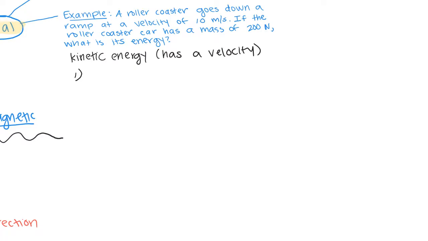First step is to draw a picture. So I'm going to draw the little roller coaster car. Here's the roller coaster. The roller coaster car is going down its ramp at a velocity. I'm going to redraw that v of 10 meters per second. The mass of the roller coaster car with all the people in it, it is 200.